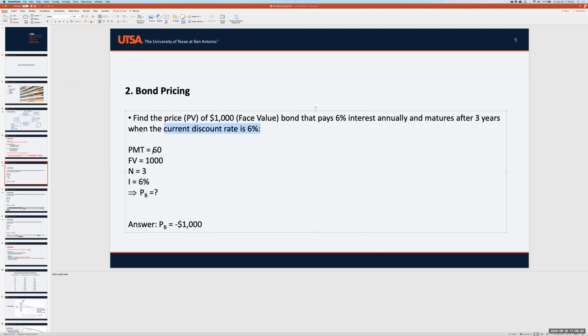So let me just put in the values. We can find the present value of the bond for a $60 payment per year, the future value 1,000, and the discount rate 6%. The present value of this bond is 1,000. Why is this minus? Because this is an outflow. You're paying $1,000 today, and you get paid $60 at time 1, time 2, time 3, and at time 3 you also get paid $1,000. So just find the present value of these payments and you find 1,000.